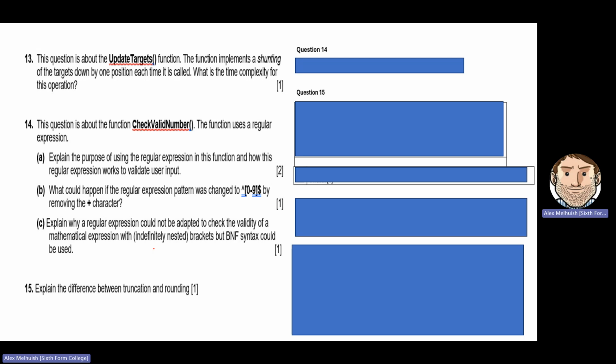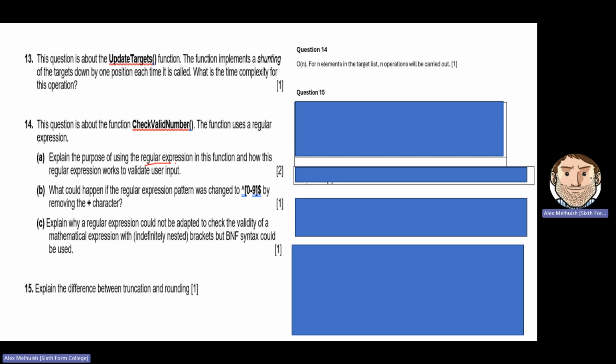Okay. Question 13 is about the update targets. It implements the shunting of the targets down by, or maybe shuffle would be a better word to use there in that question. That we've sort of used more frequently in class, and people were happy again that was linear time. And depending on the number of elements in the target list would then determine the number of shuffles that needed to occur. So there are no problems there.